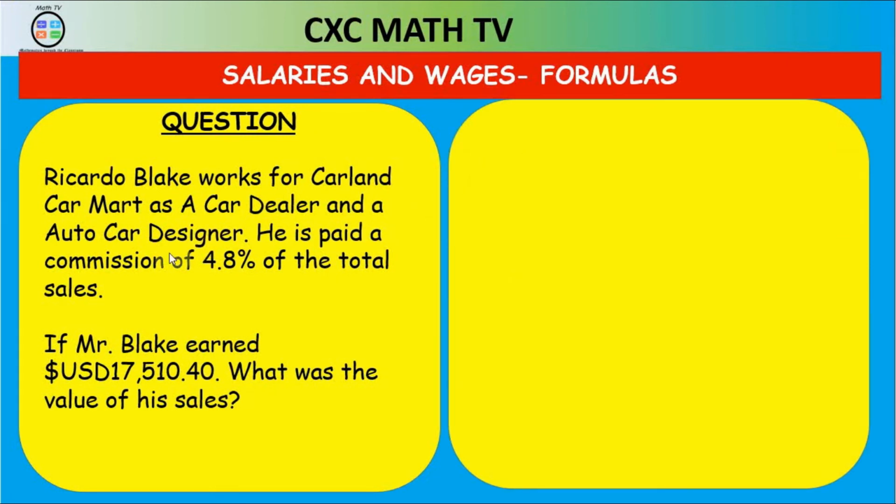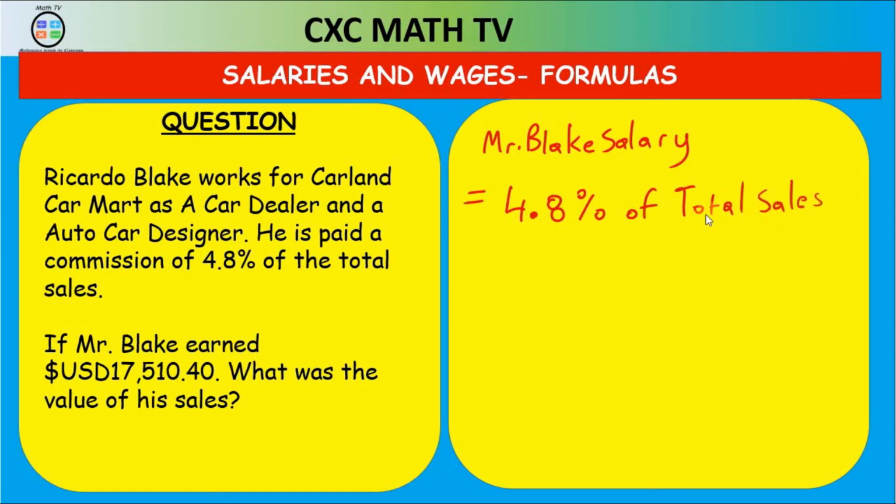First thing we have to remember now is that Mr. Blake's salary, looking at what they said, is equal to, he's paid a commission of 4.8% of the total sales. So Mr. Blake is just being paid 4.8%. You can rewrite 4.8% as a decimal or as a fraction. As a fraction, it's 4.8 over 100 times the total sales. That gives us Mr. Blake's salary or his commission.